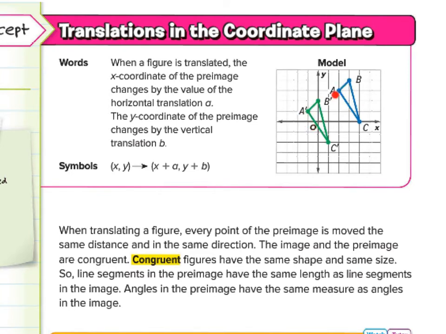And you can see here we have two triangles, and simply it has shifted from this location to that location with all the same angles. Okay, as you can see. When a figure is translated, the x-coordinate of the pre-image changes by the value of the horizontal translation a. The y-coordinate of the pre-image changes by the vertical translation of b. So in symbols, we have (x, y) becomes (x + a, y + b).